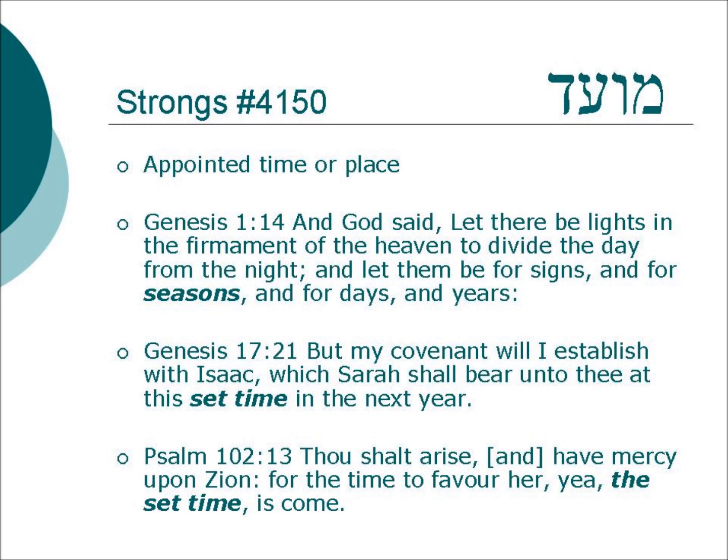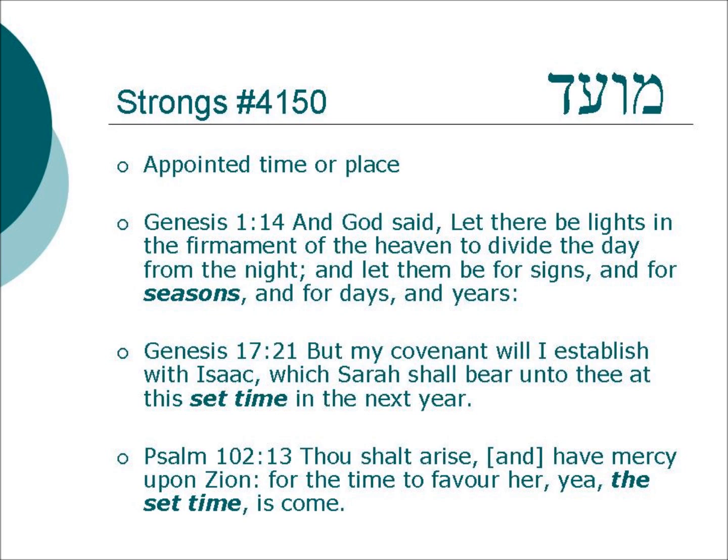Genesis 1:14. And God said, let there be lights in the firmament of the heaven to divide the day from the night, and let them be for signs and for seasons, that's the moedim, and for days and years. Later we see the moedim are defined in Leviticus 23 as the Shabbat and the 7 feasts of Yahweh.